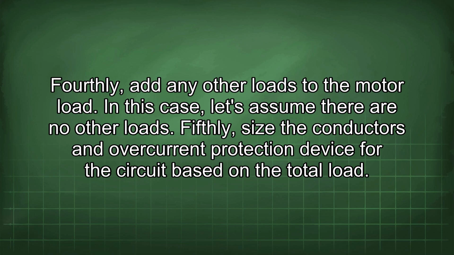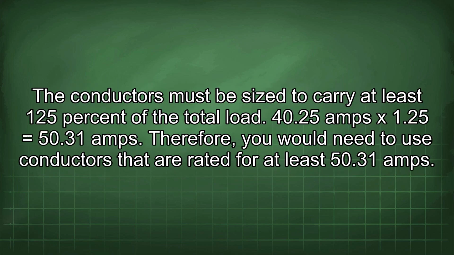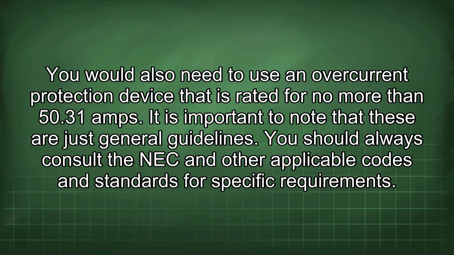Fifthly, size the conductors and overcurrent protection device for the circuit based on the total load. The conductors must be sized to carry at least 125% of the total load. 40.25 amps x 1.25 equals 50.31 amps. Therefore, you would need to use conductors that are rated for at least 50.31 amps. You would also need to use an overcurrent protection device that is rated for no more than 50.31 amps. It is important to note that these are just general guidelines. You should always consult the NEC and other applicable codes and standards for specific requirements.